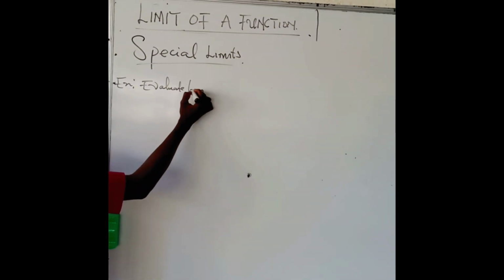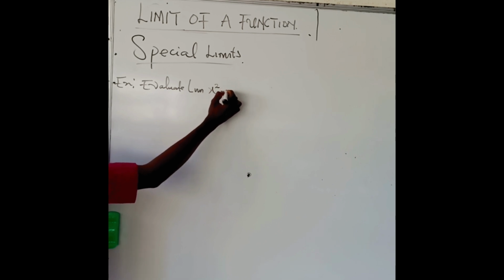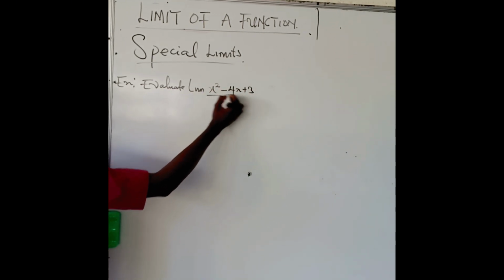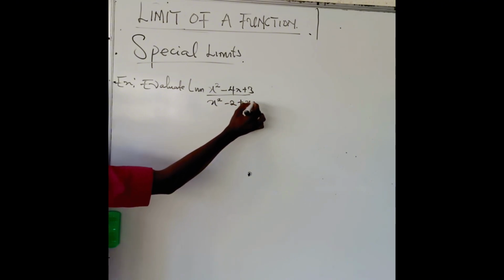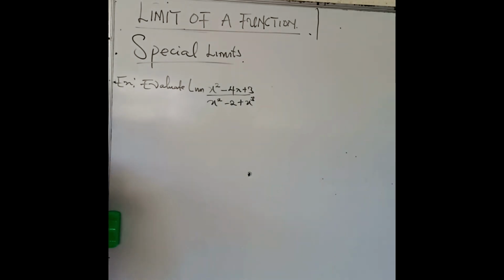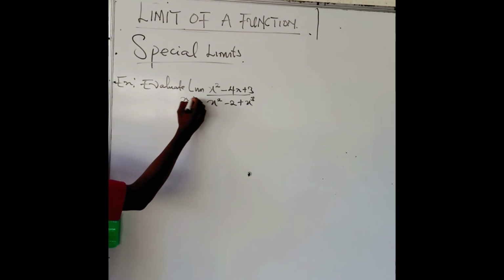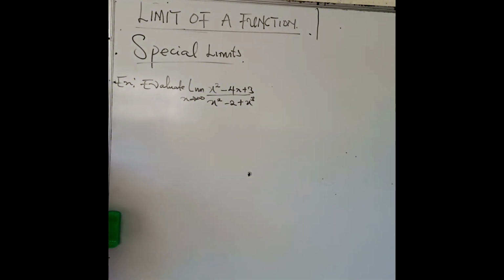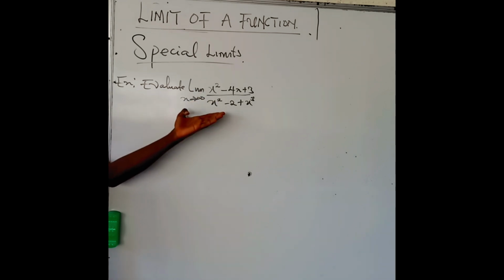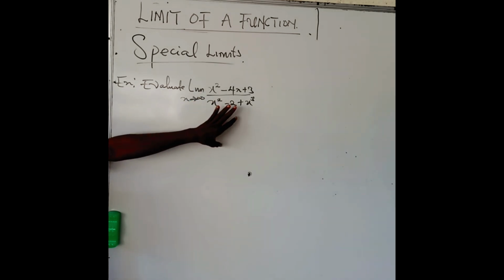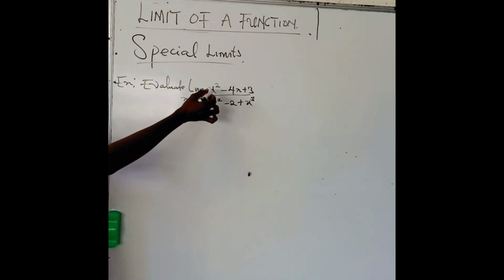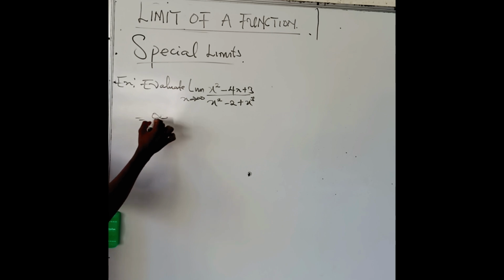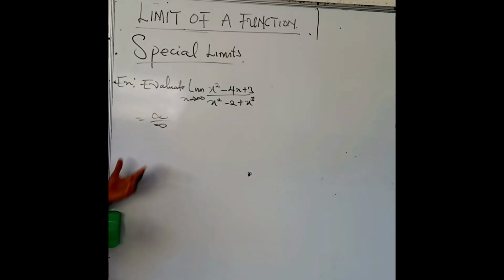So we have to evaluate the limit of (s squared minus 4s plus 3) over (s squared minus 2 plus s cubed). Now, looking at this question, we can see s approaches infinity. So this is a special limit, and you can't use the direct substitution method, because if you plug in s approaching infinity, you arrive at infinity over infinity, and it doesn't make any sense.